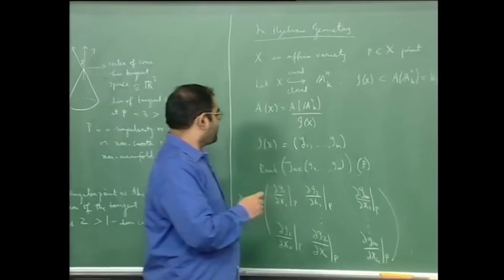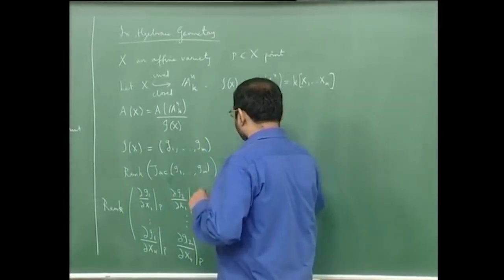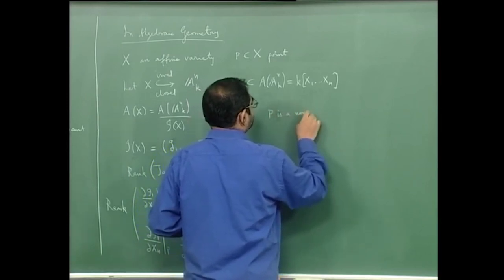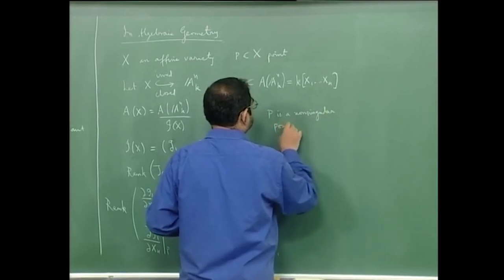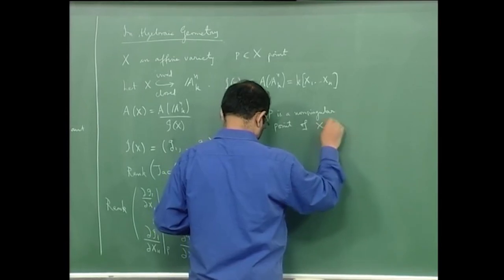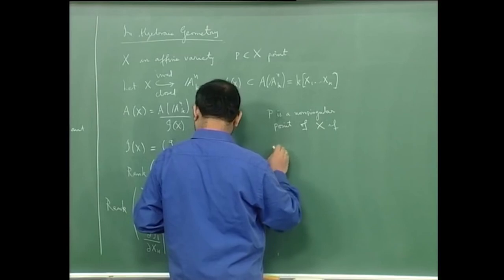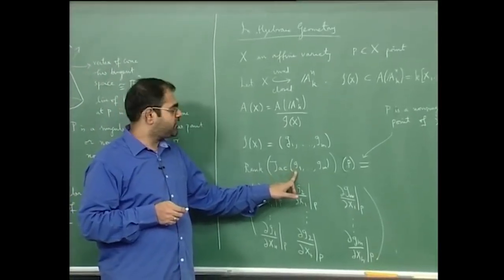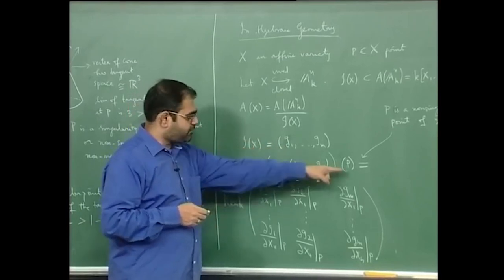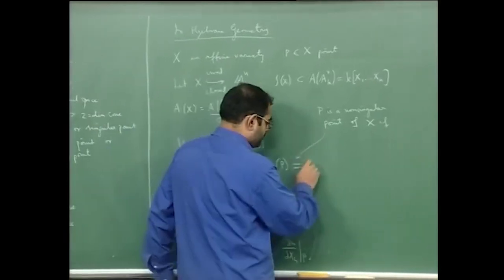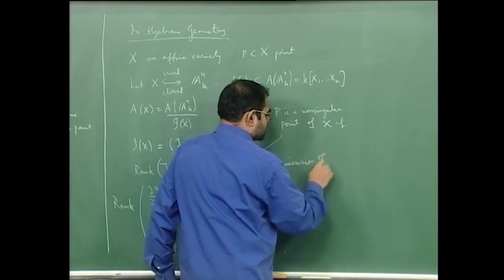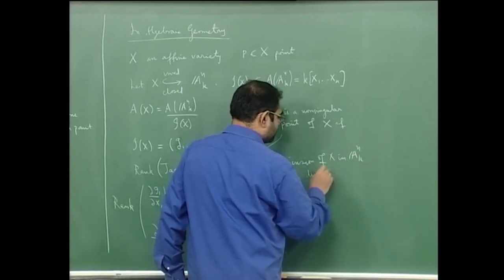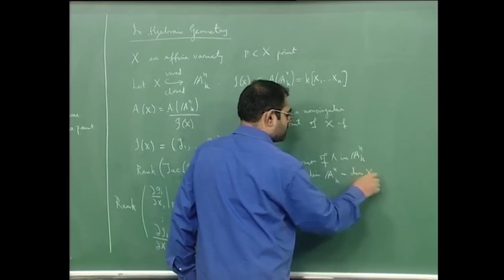What you do is the following. We say P is a non-singular point of X if, and this is the definition, the rank of the Jacobian of the generators of the ideal of X at the point P is equal to the codimension of X in A^n. And what is codimension? Codimension is just the dimension of A^n minus the dimension of X. So it is just n minus dimension X.